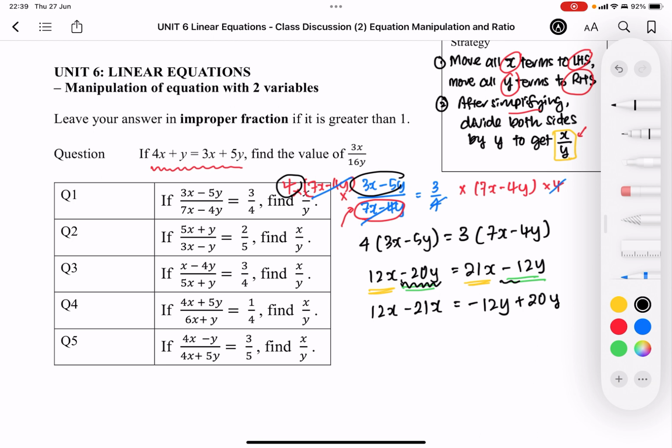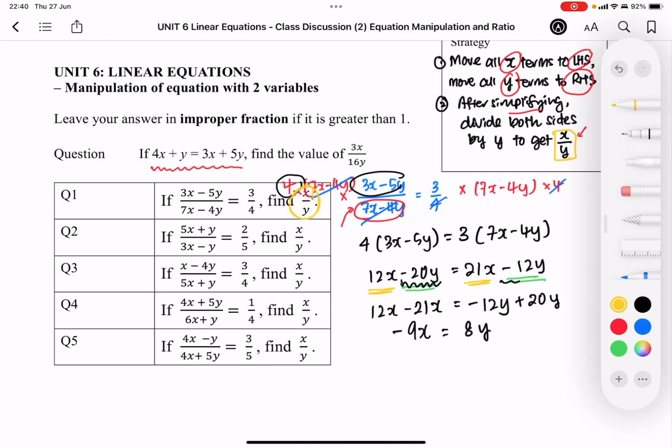So with this, we are going to simplify each side first. 12x minus 21x will give us negative 9x. Whereas on the right-hand side of the equation, we have negative 12y plus 20y giving us 8y.